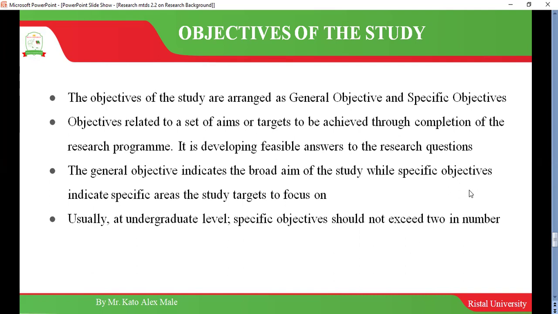I gave an example there. Like I've said, the general objective indicates the broad aim the study wants to achieve, and then the specific objectives indicate specific areas. Usually, at undergraduate level, specific objectives should not exceed 2 in number. Do not exceed 2 objectives when you are still an undergraduate, when you are doing your bachelor's.